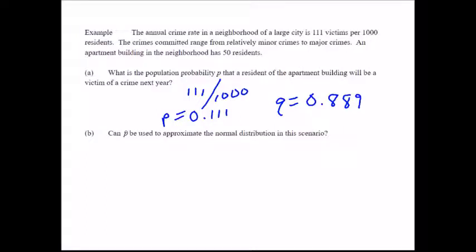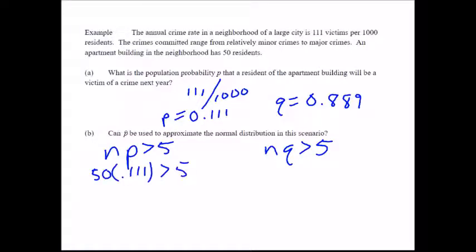Can p hat be used to approximate the normal distribution in this scenario? This is where we test the number of trials times the probability of success. Is it greater than 5? And then is n times q greater than 5? If both of those are greater than 5, then we can use the normal distribution. So we're talking about 50 residents times 0.111. Is that greater than 5? If you do that on a calculator, I believe you get 5.55. So that is greater than 5, and that's all right.